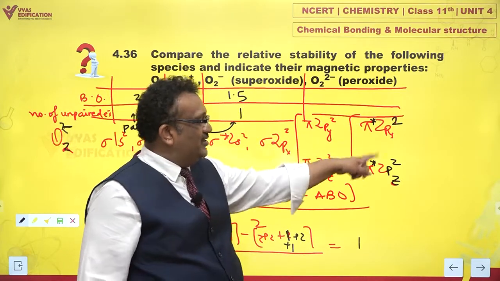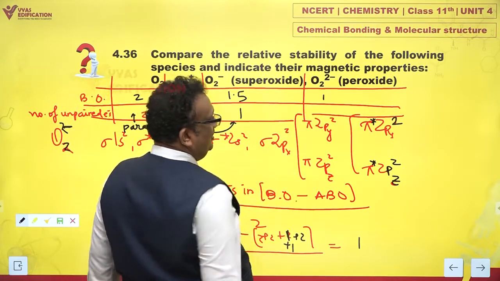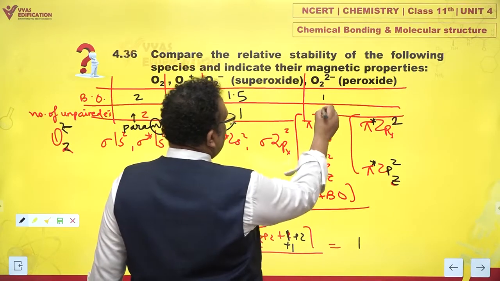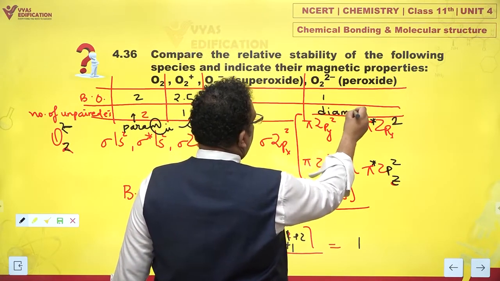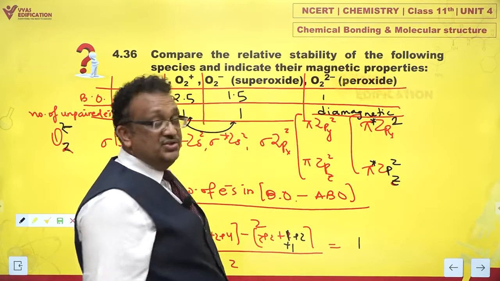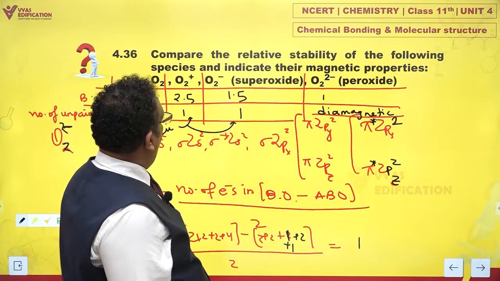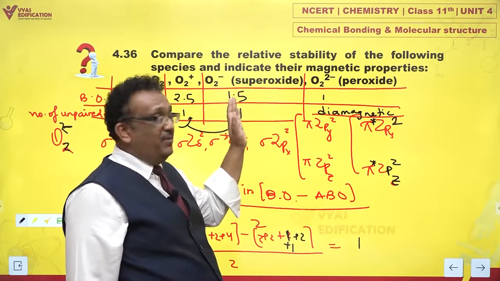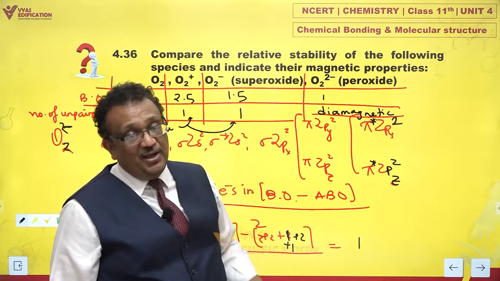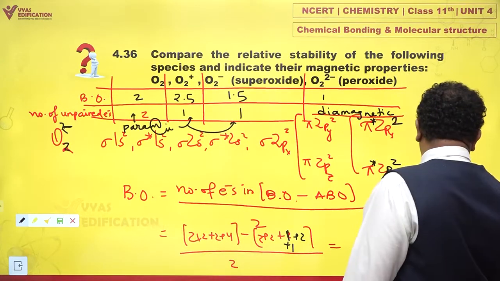And do you see that there is no unpaired electron anymore? The bond order is less. And because it is less, it is diamagnetic, since number of unpaired electrons is 0. So as far as magnetic properties are concerned, O2, O2 plus and O2 minus are paramagnetic, O2 2 minus is diamagnetic. Fine. What about the stability of the following species?